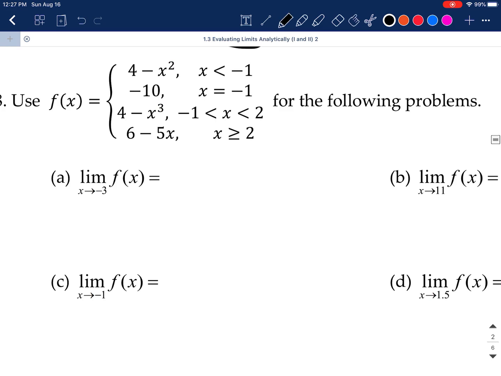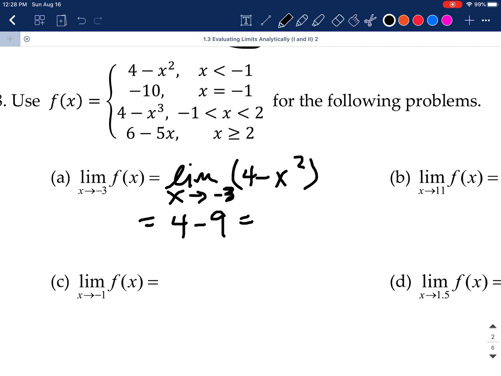So the first one is the limit as x approaches -3, which is not a boundary point. So I just have to figure out where -3 fits into the domains here. And obviously it's going to be in that first domain. So we're going to use 4 minus x squared. So this is the limit as x approaches -3 of 4 minus x squared. So we'll just substitute. We get 4 minus 9, which gives us -5.